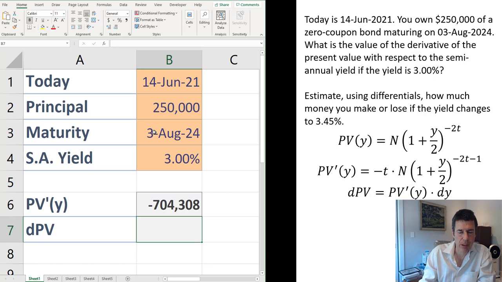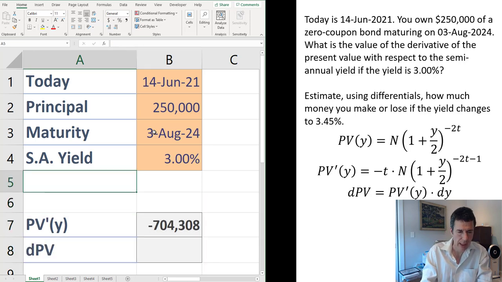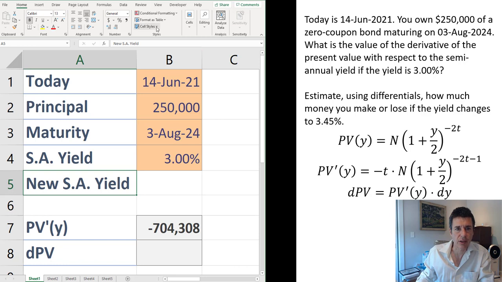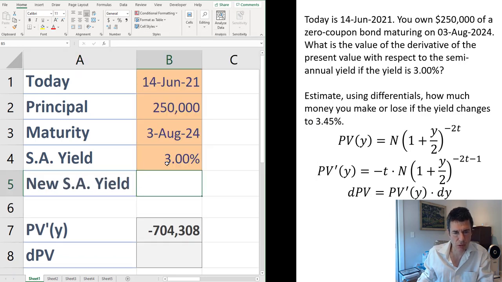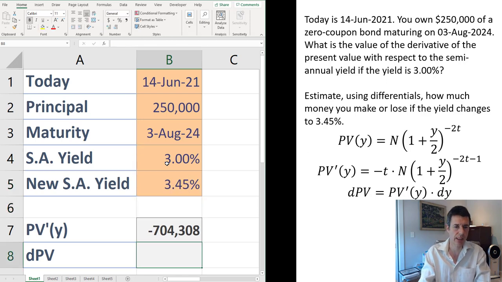dPV, so that's PV prime times dy. The yield's going from 3% to 3.45%, so dy is 0.0045. In fact, let's do this. Let's cut this, put this down one, and we'll call this new semi-annual yield. Clearly this could be different as well, so make that heading 2. Let's just copy this down one, and we'll make this 3.45%. Okay, so we've got our last input there.